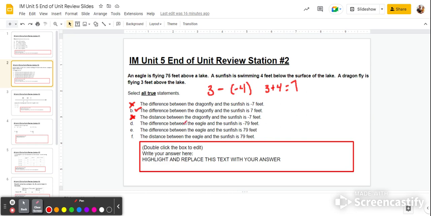The difference between the eagle and the sunfish. The eagle is 75 feet above. Difference means subtract. Sunfish is negative 4. 75 minus a negative is plus. 75 plus 4, which equals 79. Positive. That's a negative, so no, thank you. The difference is positive. We just learned that. Yes. And then the distance is a positive 79. Distance is always positive. So yes. So our answers in this one are B, E, and F. Good job.